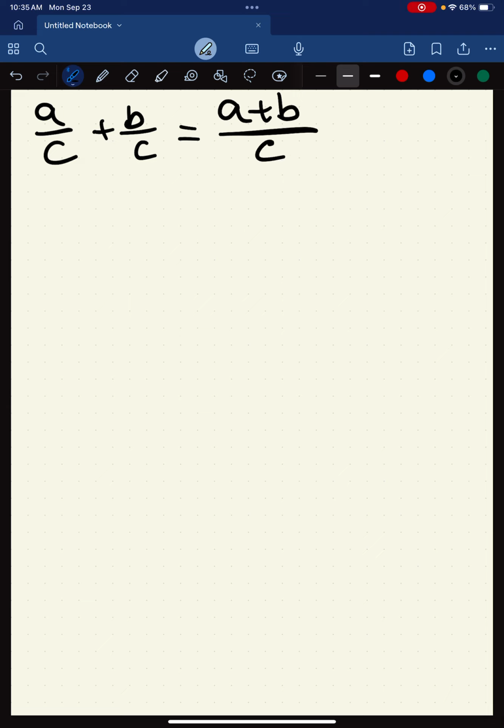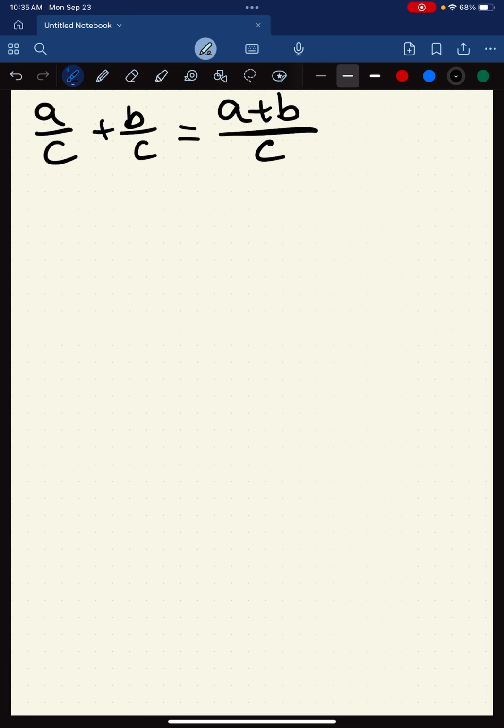Today we're going to be talking about adding and subtracting fractions with different denominators. If you recall, last time we discussed that if we have a fraction a over c and another fraction with the same denominator, b over c, then we can just add the tops, the numerators, and keep the denominator. We're going to use this concept still with fractions with different denominators, and I'll show you how we do that.